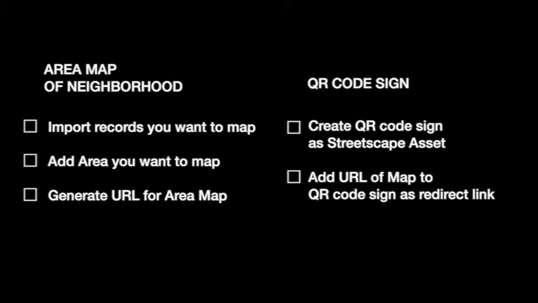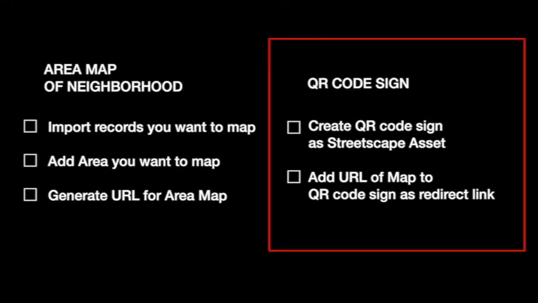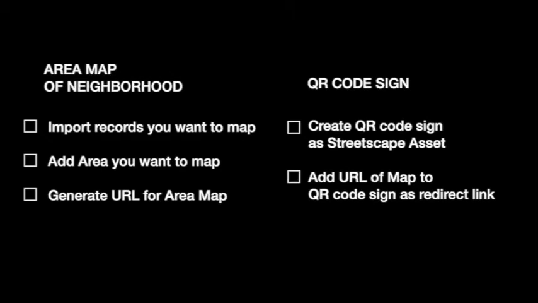So there are two main steps in this process. The first step is we need to create the map that we want people to use when they scan the QR code on the sign that we'll put up. And for the second step, we need to create a new record in your account to keep track of where your new QR code sign is located and how many times people scan that sign. So let's get started here.